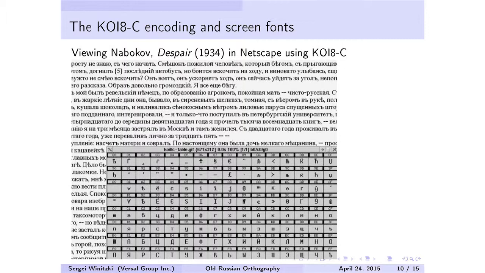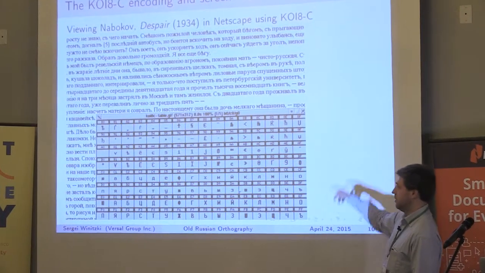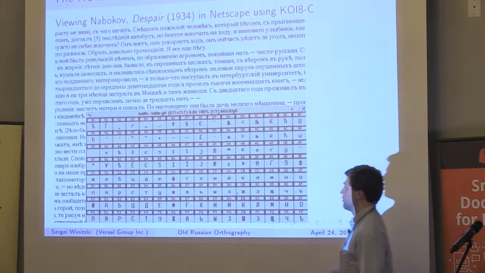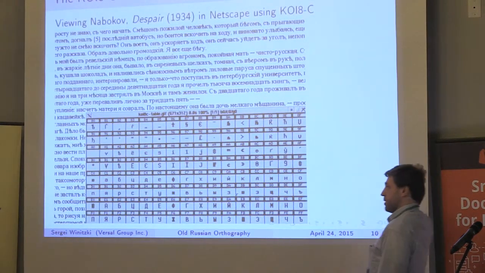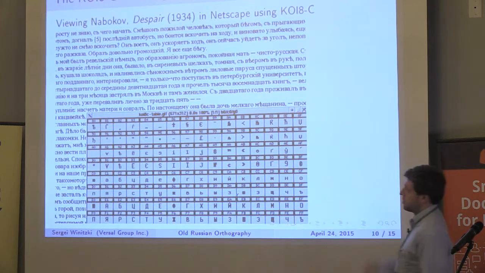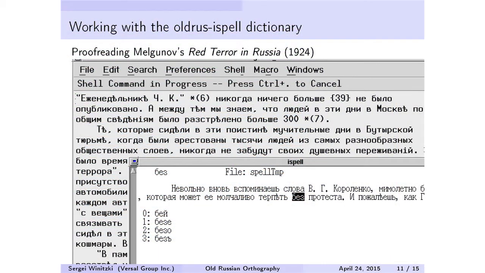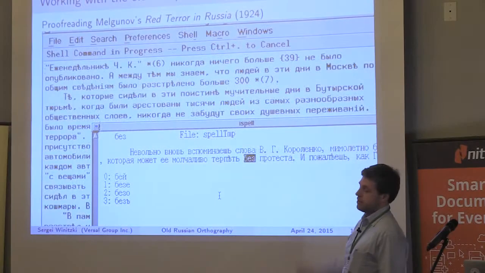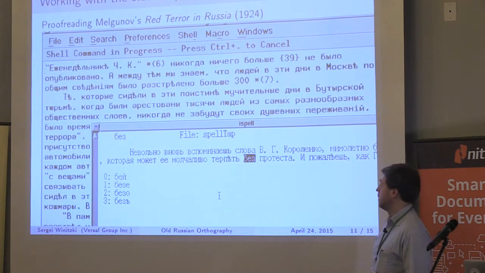Here is what it looked like. This is a screenshot from that time in Netscape, superimposed with the upper part of the ASCII table in the encoding that I created, with some letters put in certain places. So I was able to process text. For instance, here, I was actually editing this text. This is text printed in 1924 in Berlin.